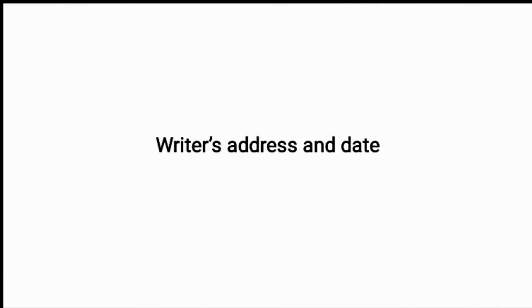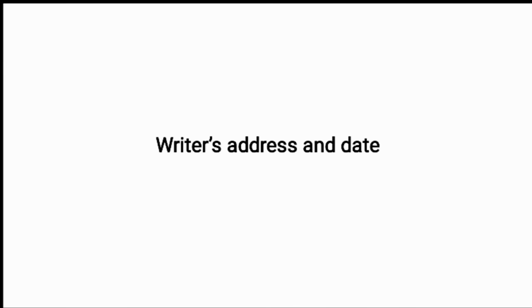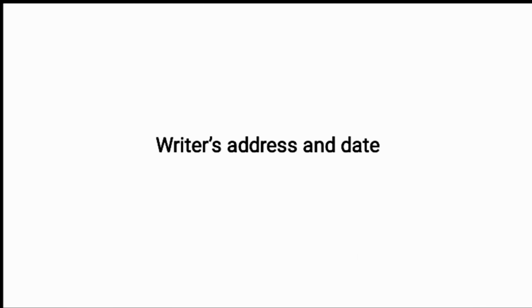The first line of the address is the name of the institution, company, or government ministry. The second line is the postal address, and the third line is the name of the place, that is, town, village, or city. When writing the writer's address for a formal letter, it is advisable to use the straight or the block format. This is because your recipient's address is going to be in the block format. Presenting both addresses in the block format makes your work look neat and presentable.